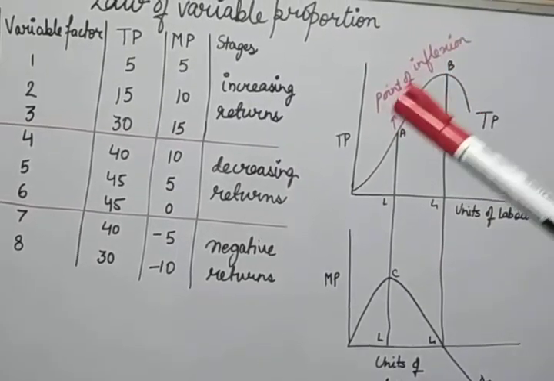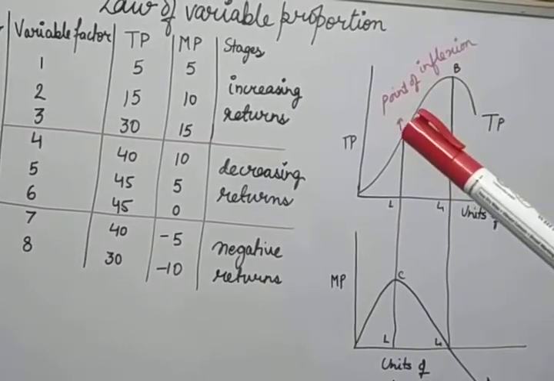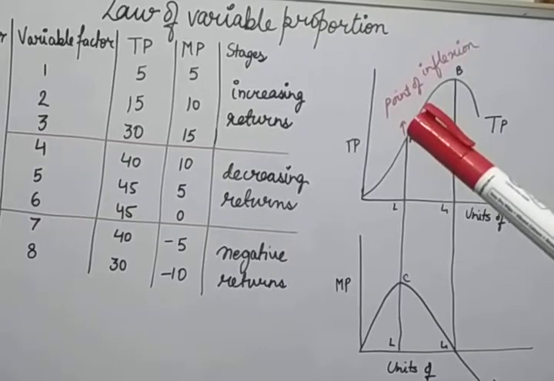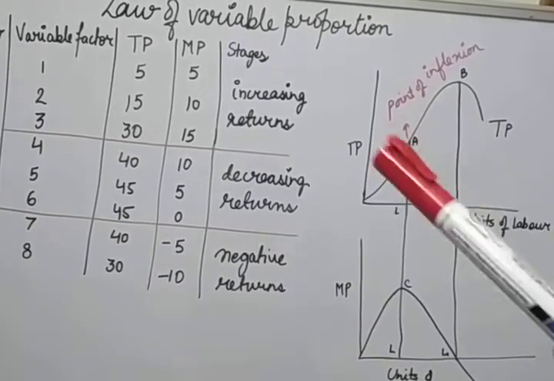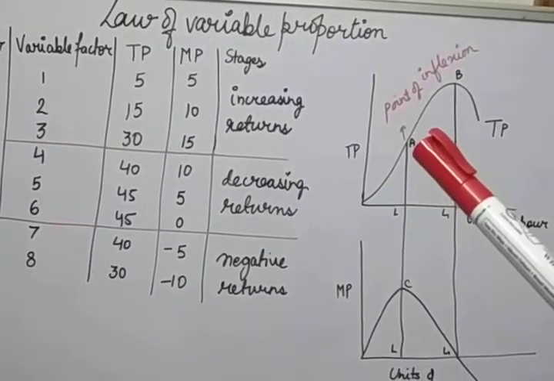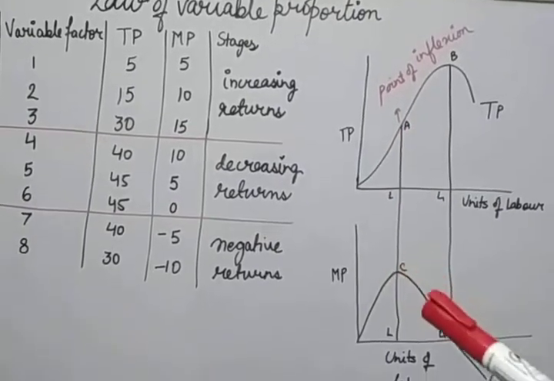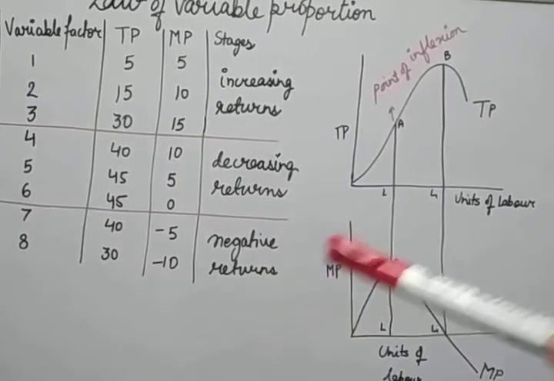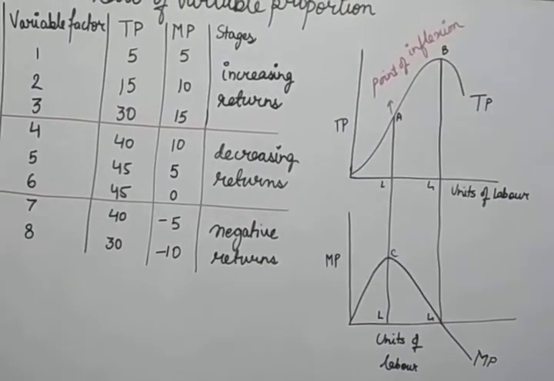Now, what is the point of inflection? The point of inflection is that point after which TP starts increasing at a decreasing rate. TP increases but at a decreasing rate. So, this is the point where TP stops increasing at an increasing rate. It starts increasing at a decreasing rate because MP starts declining. After that, the third stage, negative returns. When MP becomes negative, TP also starts declining.